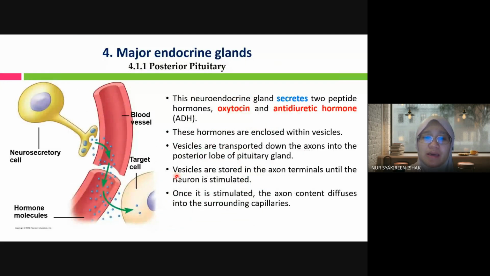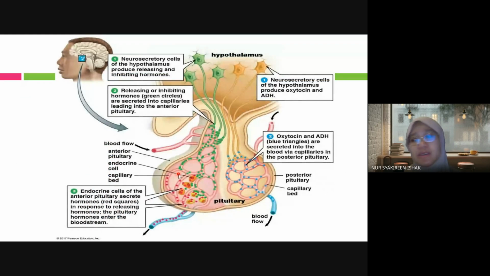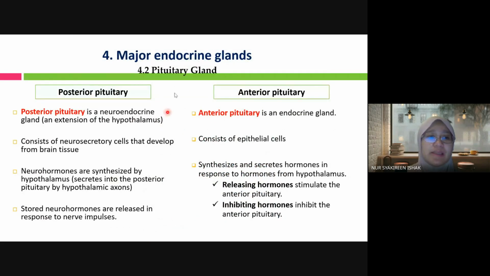They can ask about the difference between the posterior and anterior pituitary, so you have to know the differences. But this is the table to show you. The anterior is made up of epithelial cells, where endocrine cells are epithelial cells. Its type is epithelial cells.